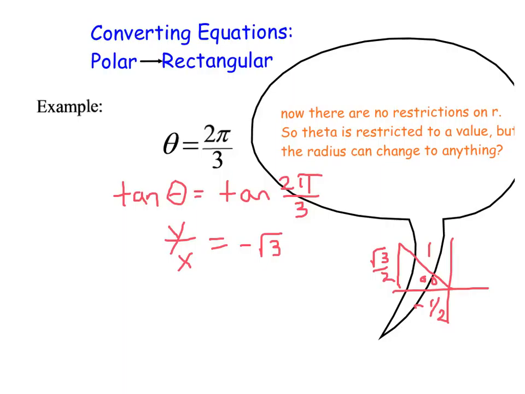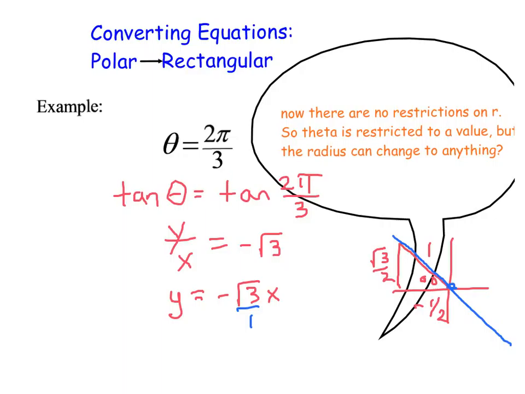Now, I see y, x, good news, and some number. The only thing I'm going to do here is get it all in one level by multiplying both sides by x, and I would have y equal negative radical 3 times x. That, strangely, is the equation of a line with slope of negative radical 3 over 1, which is this line right there, and a y-intercept of 0.